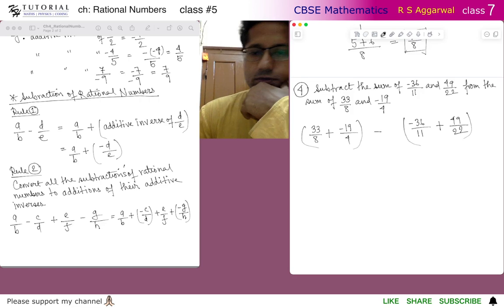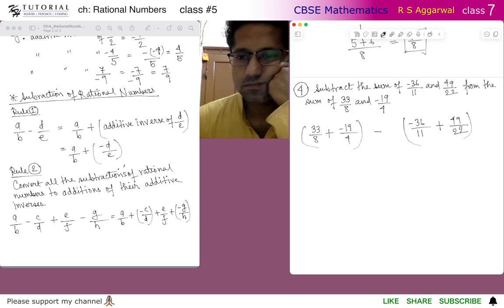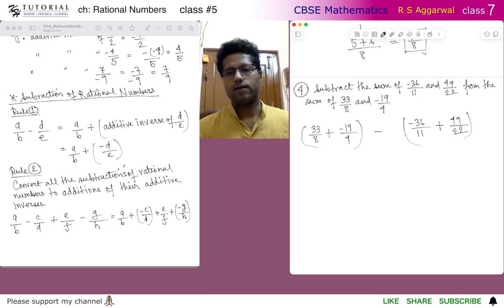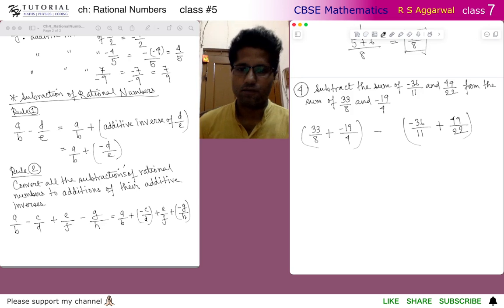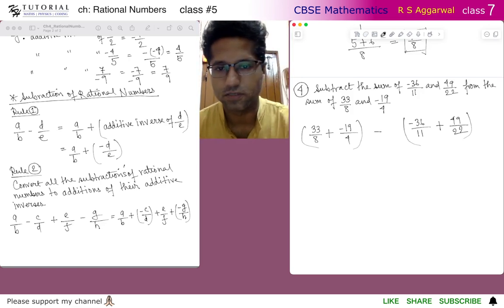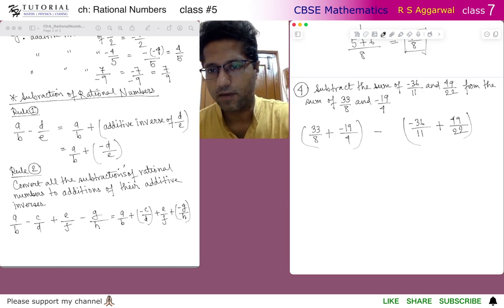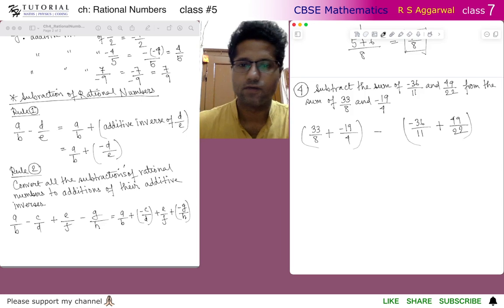So how do we do this? Will you do the sum first, and then do the subtraction? So we have to do two sums. 33 by 8 plus minus 19 by 4, this is one sum, and another sum is minus 36 by 11 and 49 by 22, and then you have to subtract the two sums. That is one way of doing it.